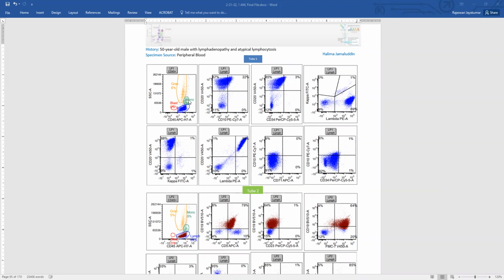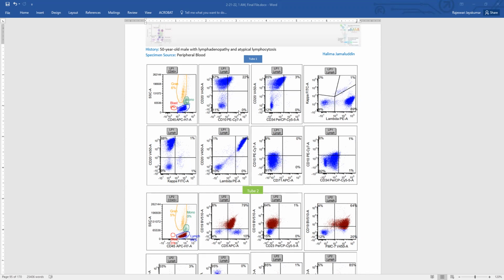We see that the majority of the cells are in the lymphocyte gate that is defined by bright CD45 and low side scatter. We have scant cells in the monocyte and the granulocyte gate. Monocytes have bright CD45 and slightly higher side scatter than the lymphocytes. Granulocytes have dimmer CD45 than monocytes and lymphocytes, and they have very high side scatter. So now let's see what these lymphocytes are phenotyping as in the subsequent plots.